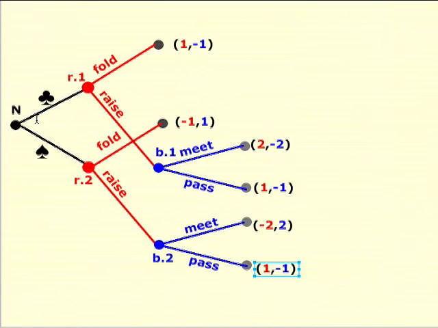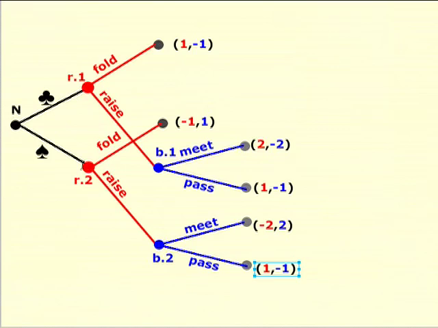Okay? Nature moves, a club; blue player raises. At node B1, what's node B1? Well, that's the sequence where we get raise, a club, nature chooses a club for red, as a raise, and I get to choose as the blue player to meet or to pass. This node here, B2, where does it sit? Well, it sits at the end of this path of play, spades, raise. So I'm the blue player, I can observe everything that's gone before in the game.